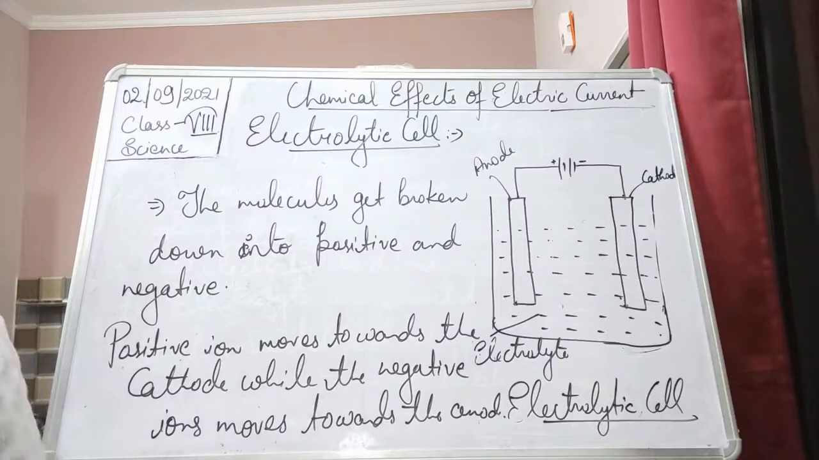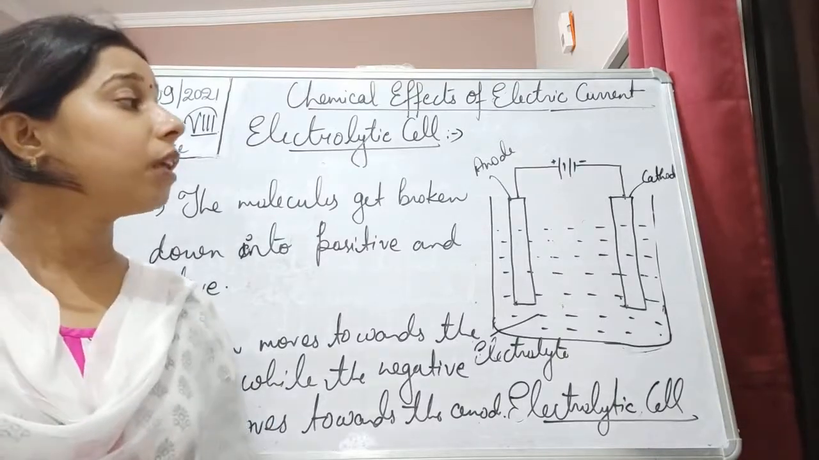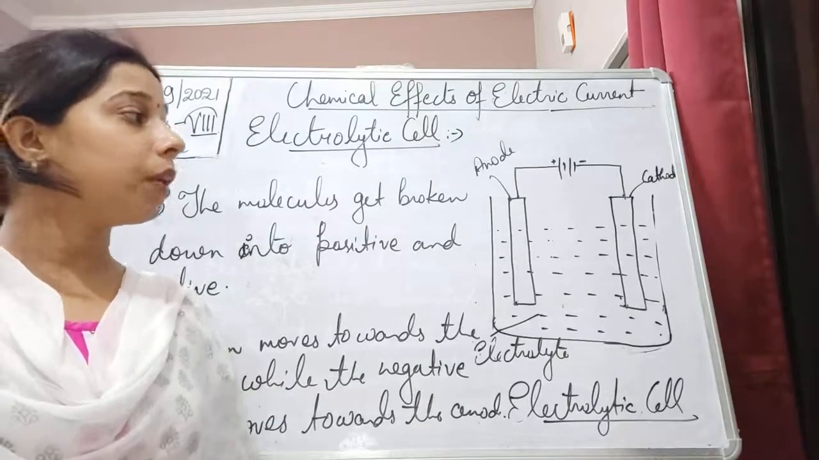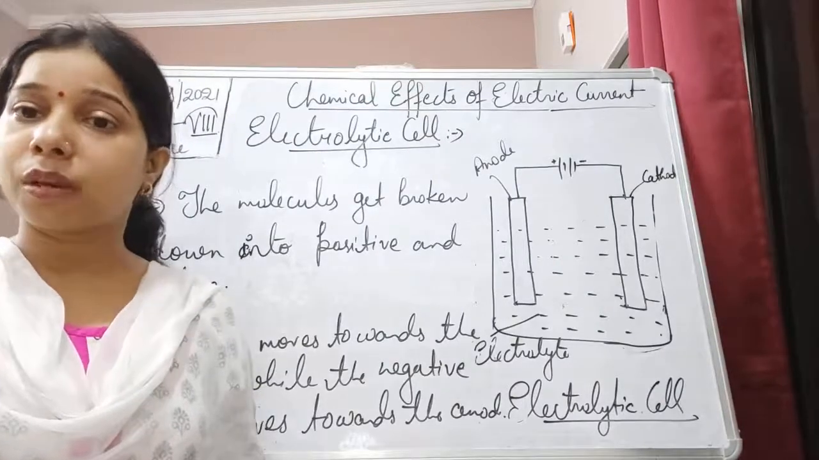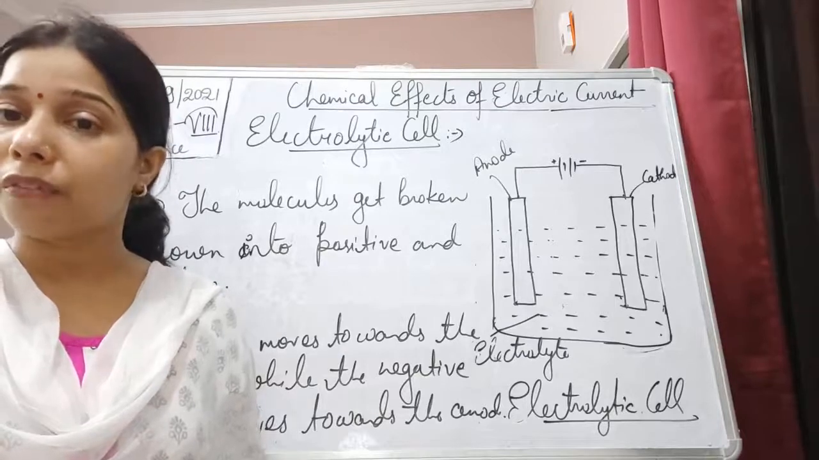Now the chemical changes which occur in the electrolytic cell usually depend upon the type of electrolyte it has. Okay, different kinds of electrolyte will result in different kinds of ions.